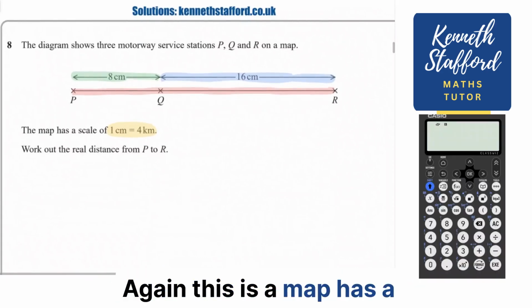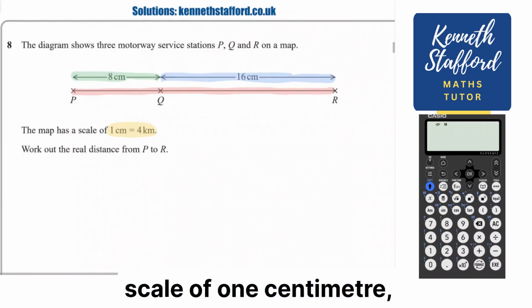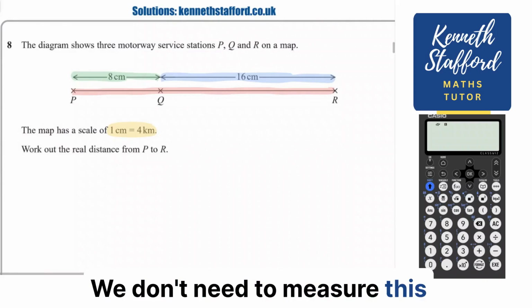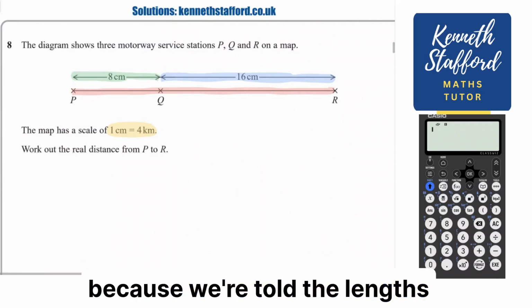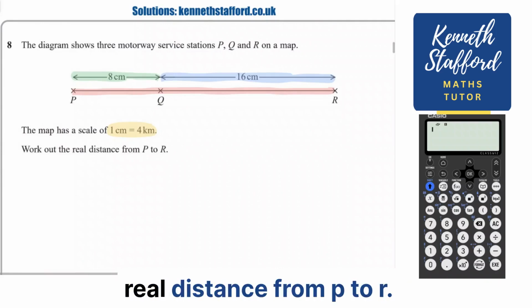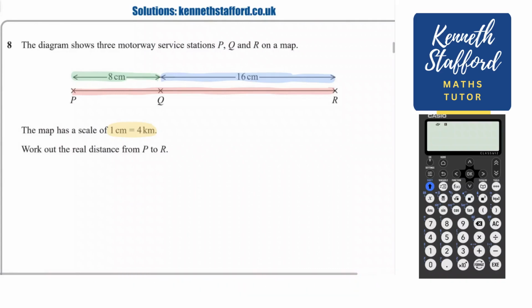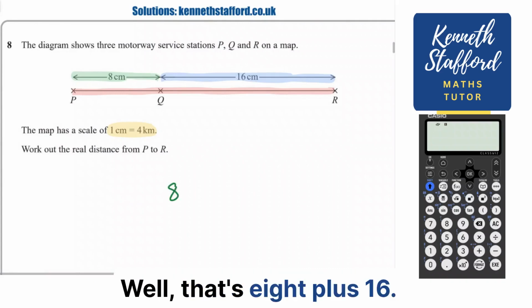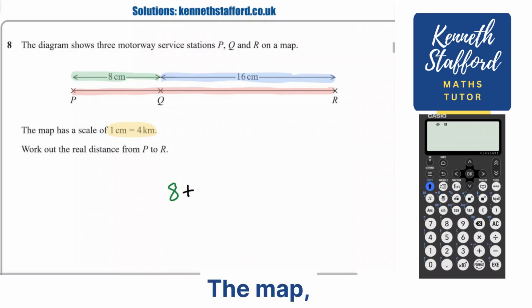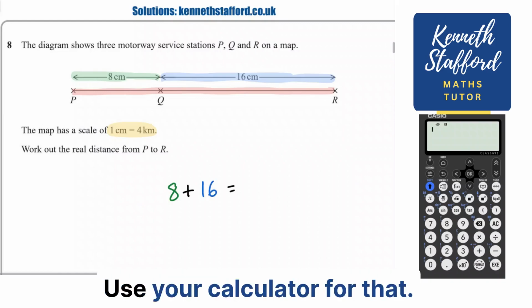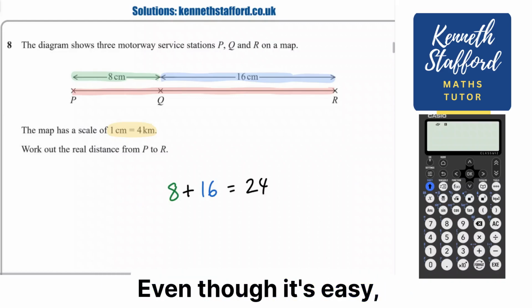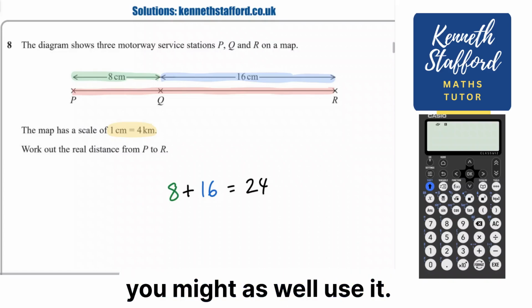Again, this is a map that has a scale of 1 centimetre to 4 kilometres. Okay, we don't need to measure this because we're told the lengths. And we're asked to work out the real distance from P to R. Well, that's 8 plus 16 on the map, which is 24. Use your calculator for that, even though it's easy. As you've got it, you might as well use it.